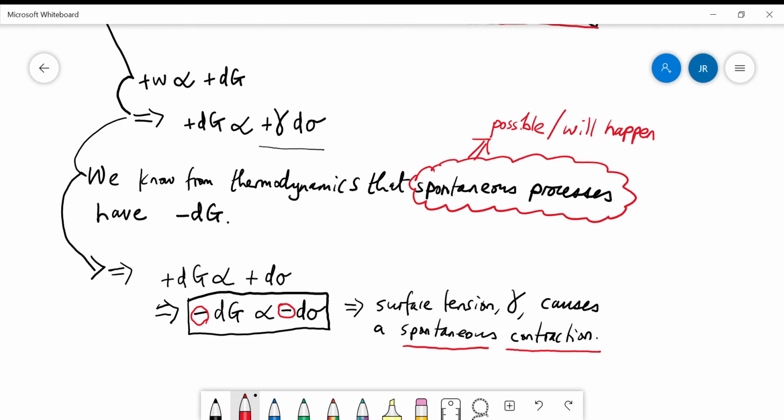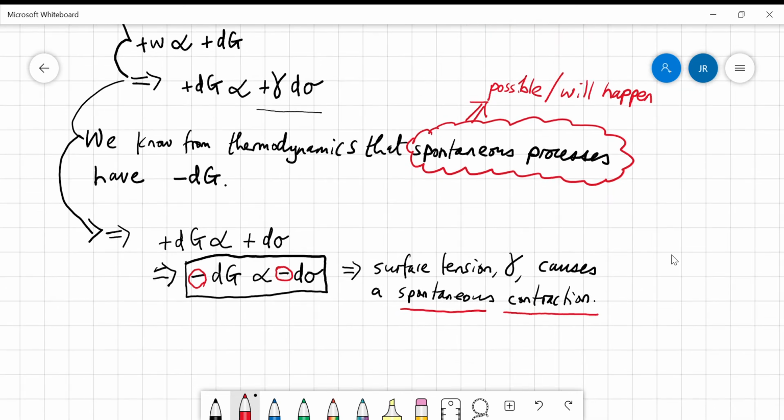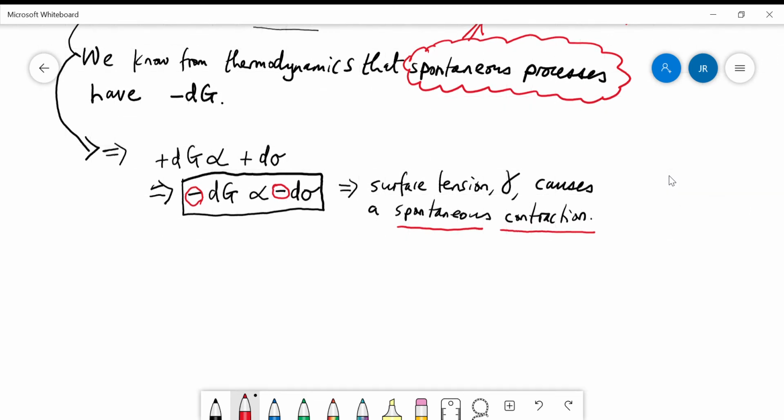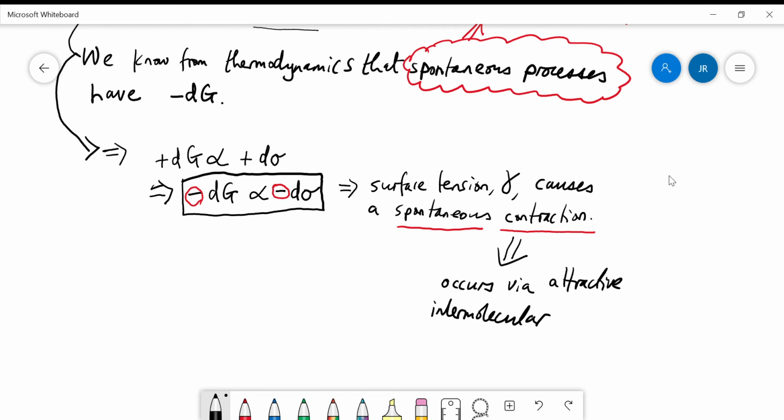And we know to link this with intermolecular forces, which we've seen earlier on. We know that the contraction occurs via attractive intermolecular forces.